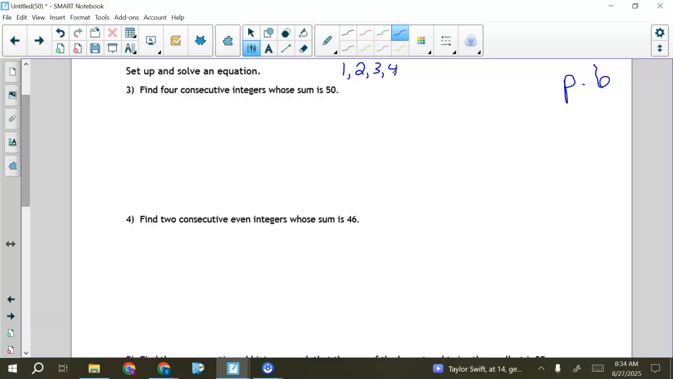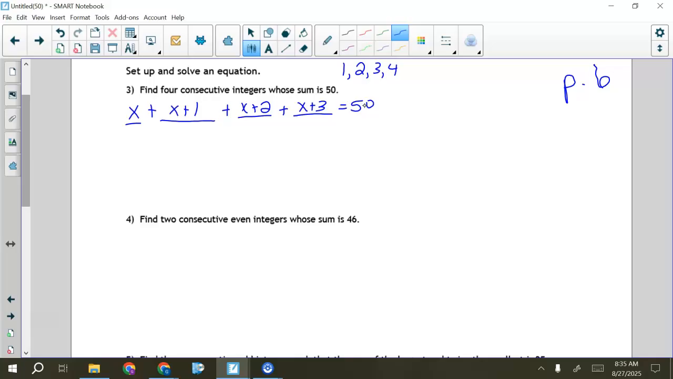So we don't know what the first one is, so we're just going to call it x, and then we're going to call the second one 1 more than that. So if your first integer was 1, to get to 2, we just take 1 plus 1. So whatever x was plus 1. And then your third one would be whatever x was plus 2. And then finally, whatever x was plus 3. So that's kind of how you could set it up.